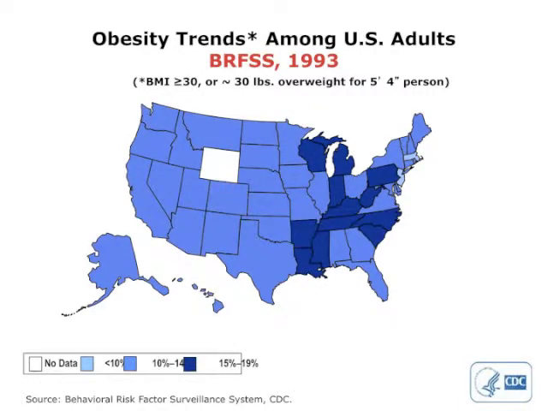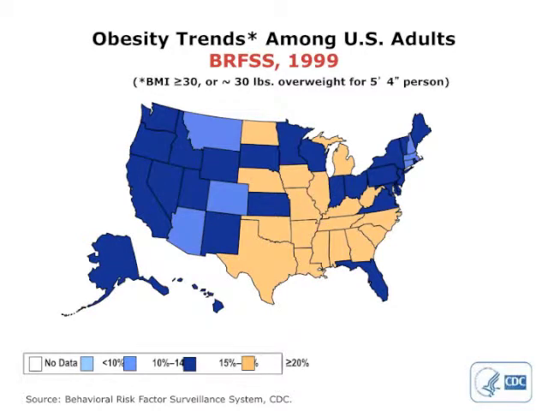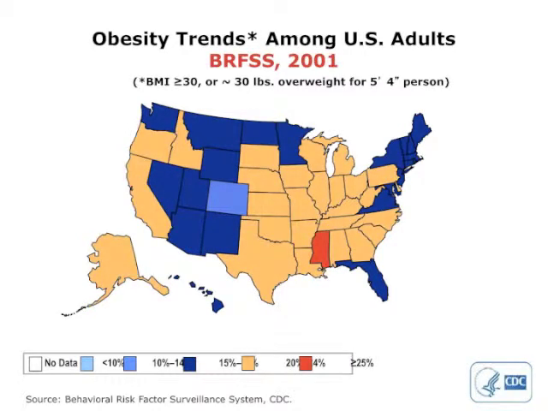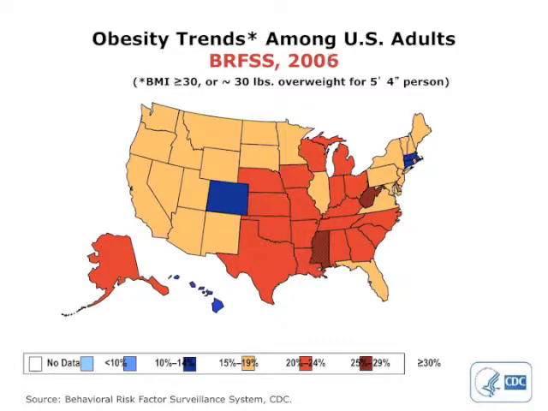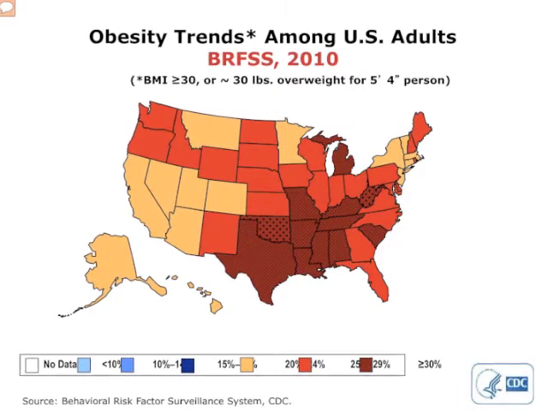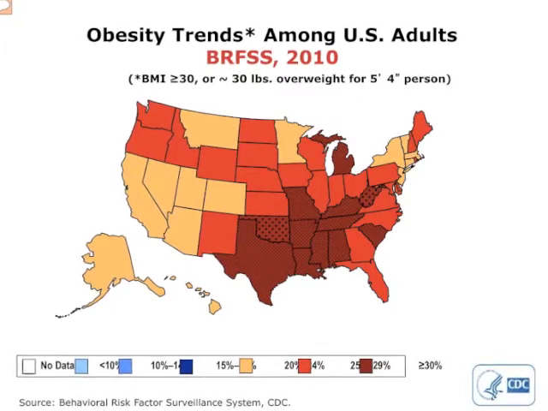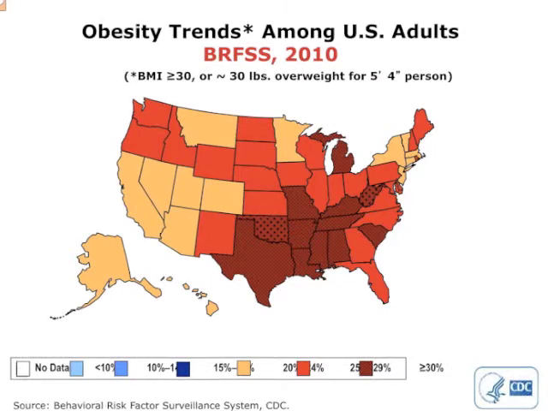We can see new categories being added. Another category. Starting to concentrate a little bit in the southeast. And then by 2007, 2008, 2009, 2010, we can really see the concentration regionally in the southeast. And we talked about that last week too.